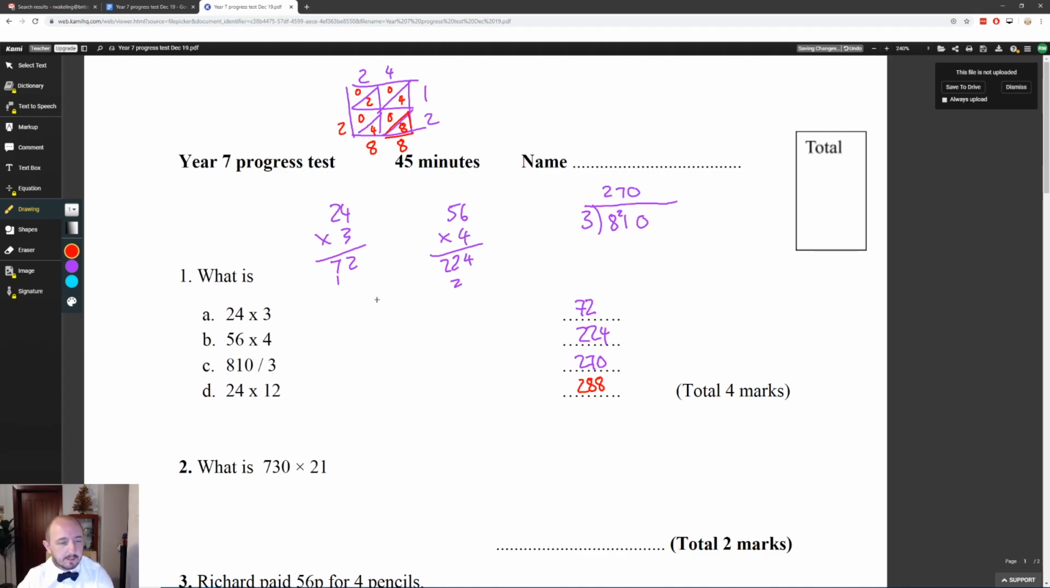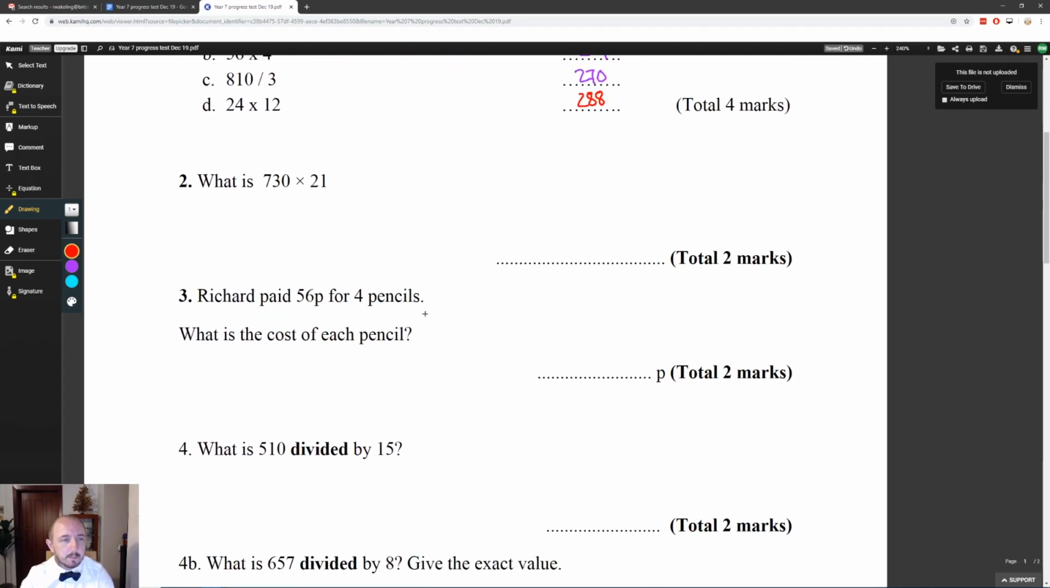Okay, 730 times 21, if we scroll down a bit, we can do 730 times 21. 1 times 0, 3 and 7, leave a 0. 2 times 0, 2 times 3, and 2 times 7. Add those up, and we get 15330.